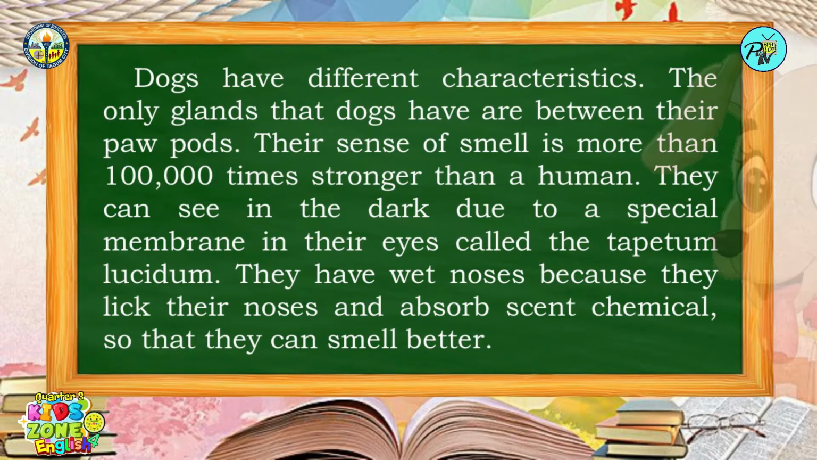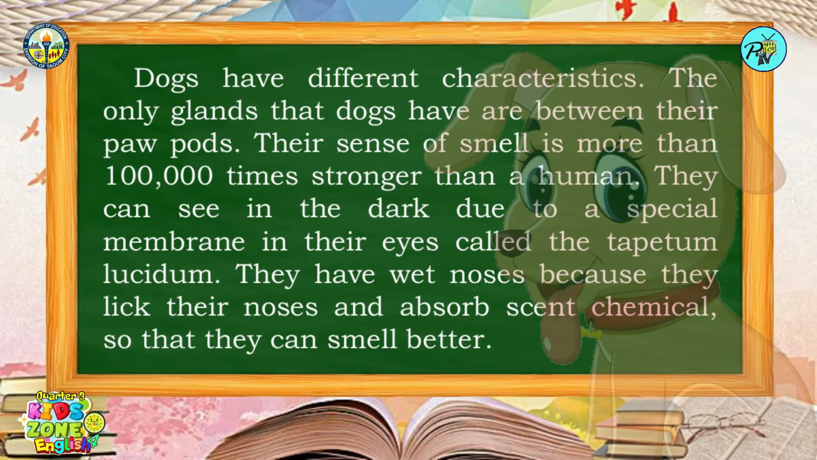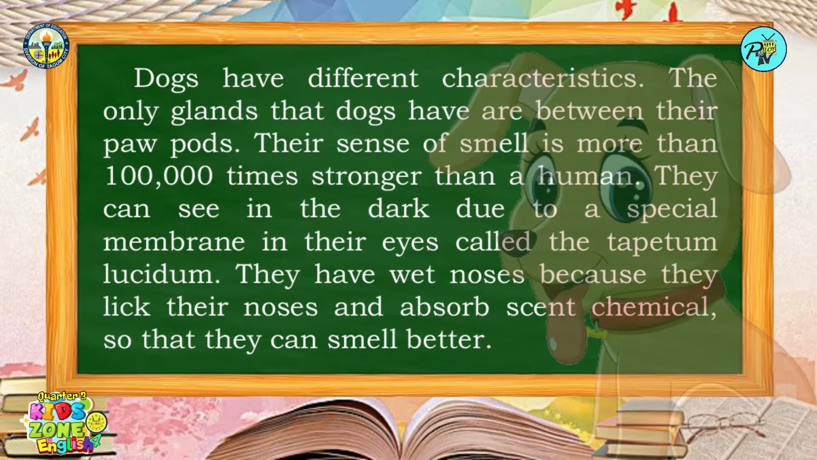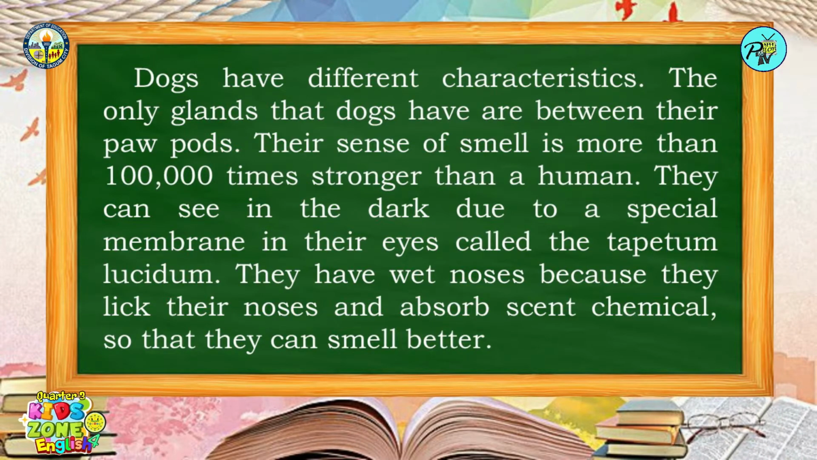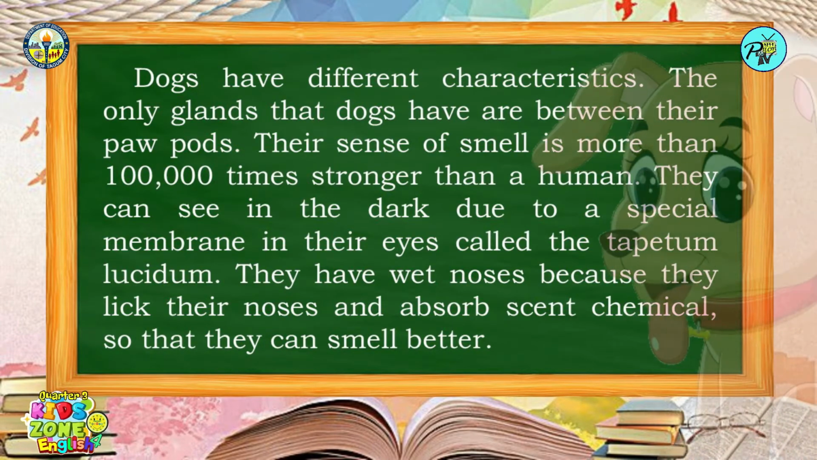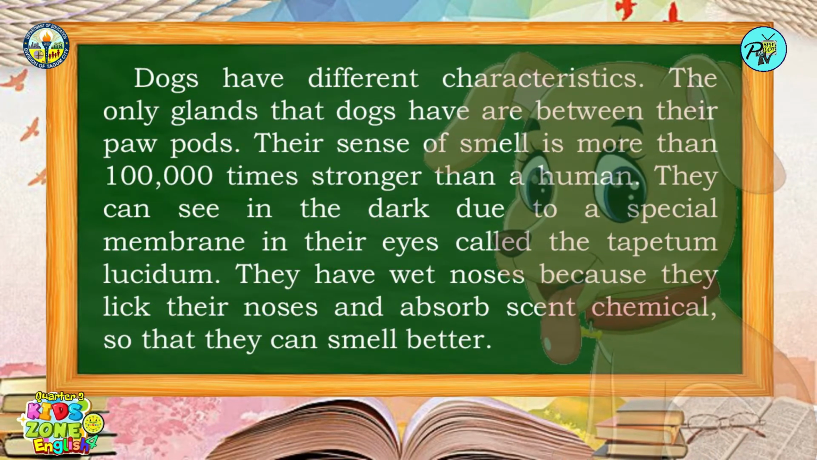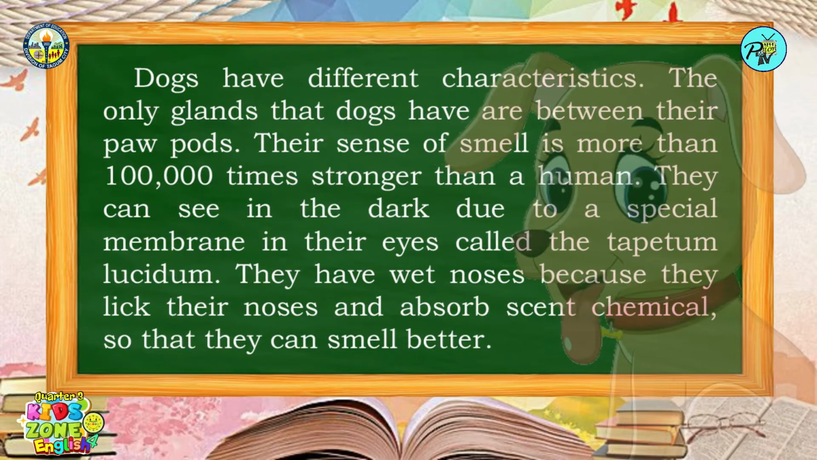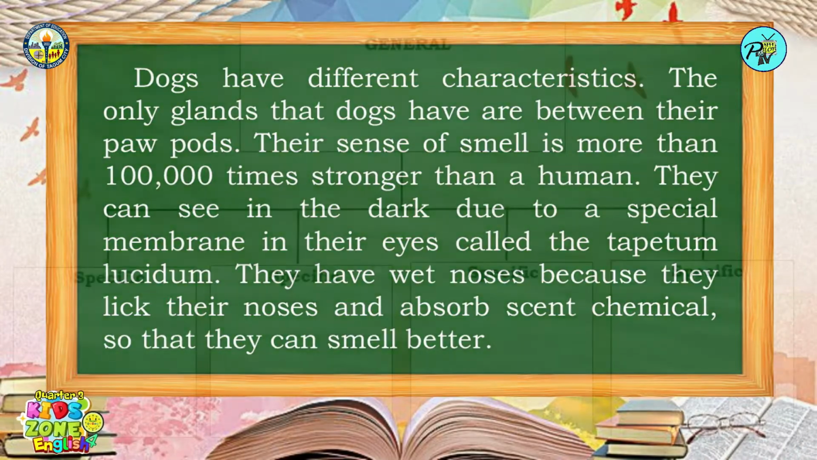Dogs have different characteristics. The only glands that dogs have are between their paw pads. Their sense of smell is more than 100 times stronger than a human. They can see in the dark due to a special membrane in their eyes, the tapetum lucidum. They have wet noses because they lick their noses and absorb scent chemical, so they can smell better. Timer starts now.